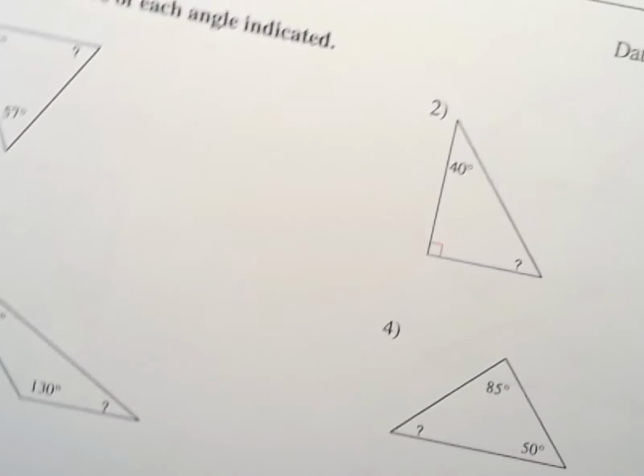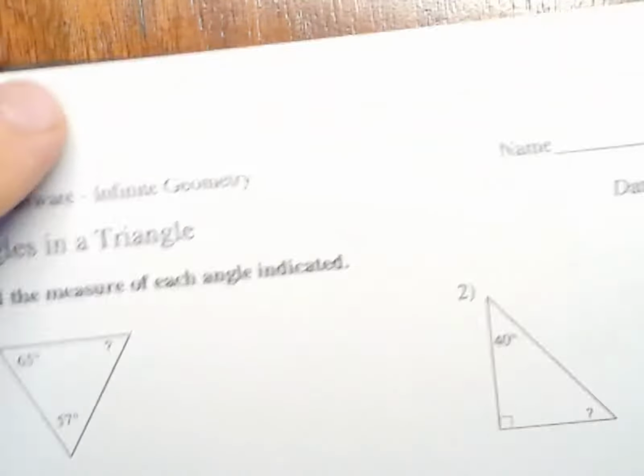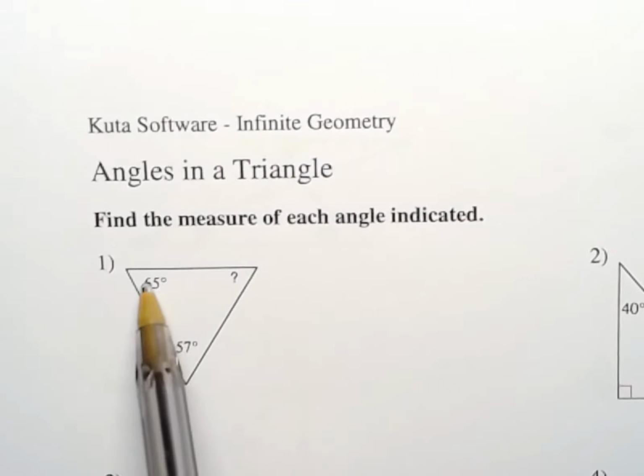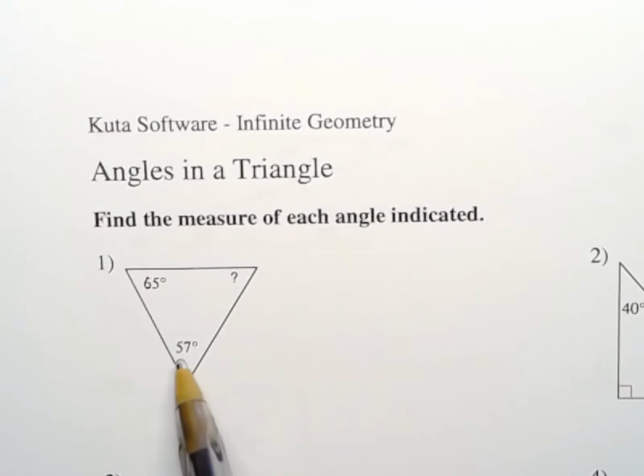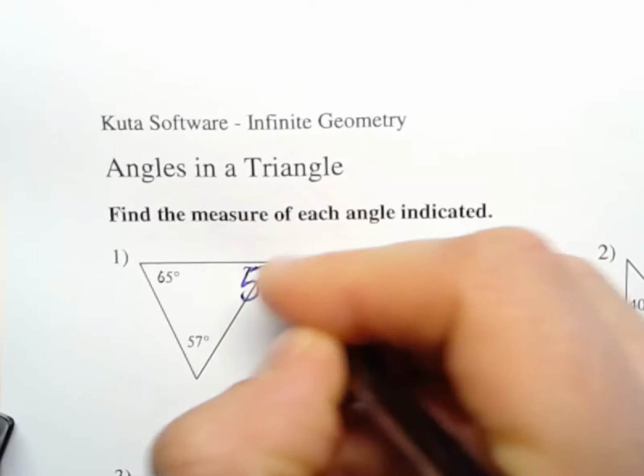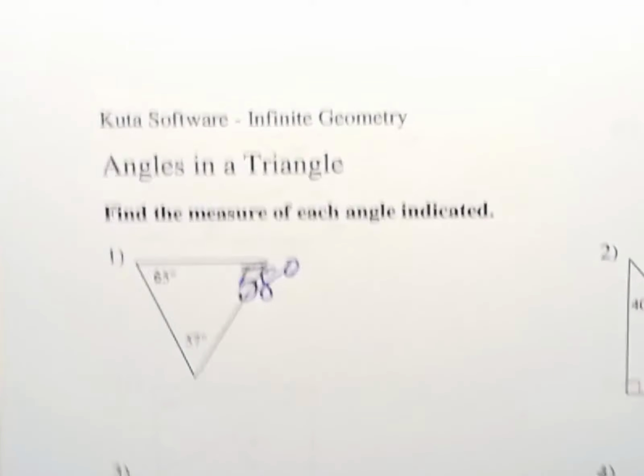Of course, we know that triangles have an angle sum of 180 degrees. So in this triangle, if I have 65 and 57, then I just have to subtract 180 minus 65 minus 57, and I get 58. So I know that this has to be 58 degrees right there.